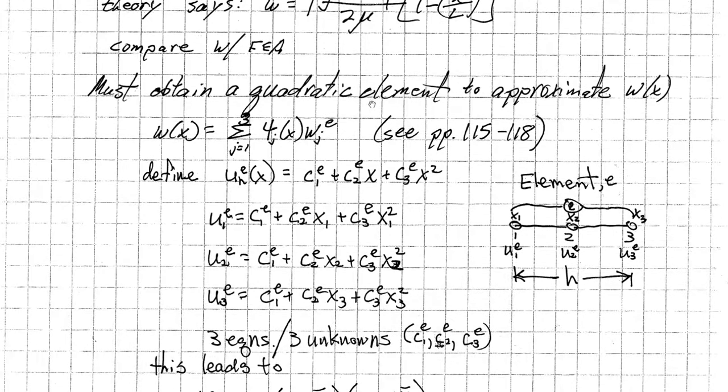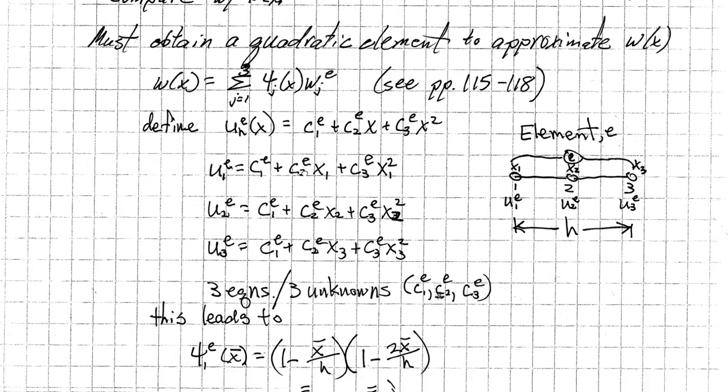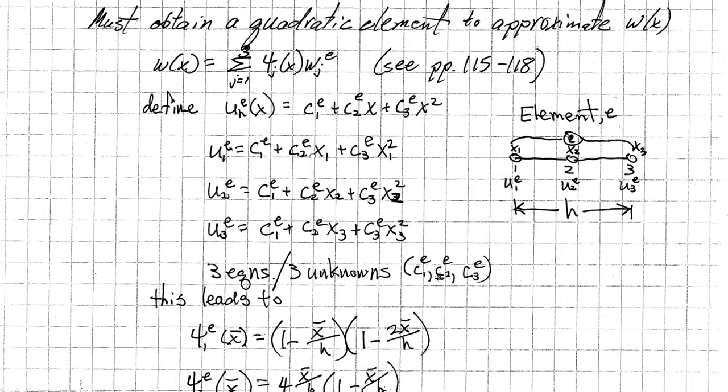Alright, so of course we introduce this quadratic element to approximate the velocity. We need to have an understanding of what that entails. What are we going to have to do to actually get this approximation of the solution based on our interpolation functions and our nodal solutions?